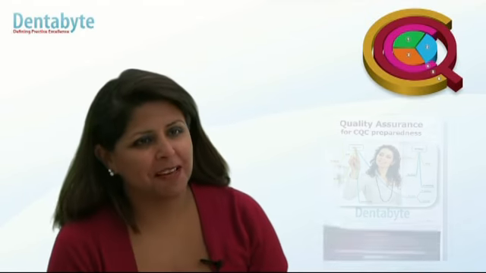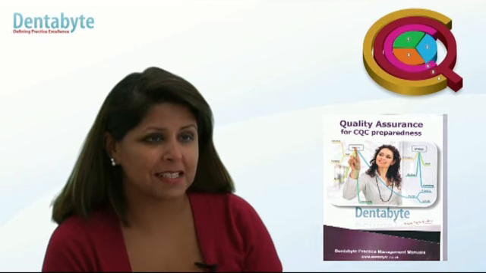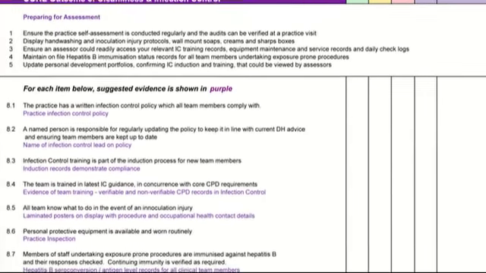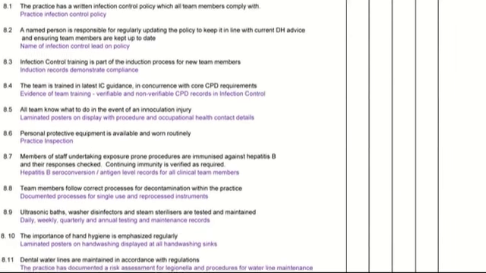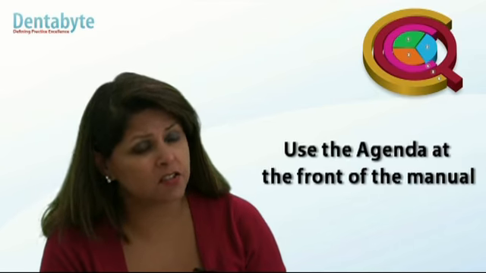Our practice management manual for CQC will help you reorganise your existing quality assurance practice systems in 3 steps. First of all, use the A3 checklist for this outcome from the back of the manual to audit your compliance. This gap analysis helps you to identify actions that will improve outcomes for people who use your services, in other words, your patients.